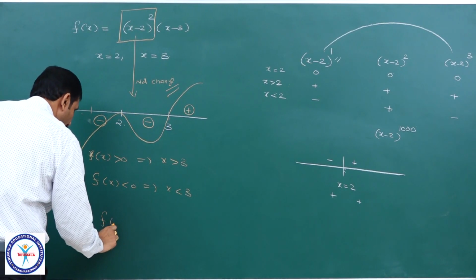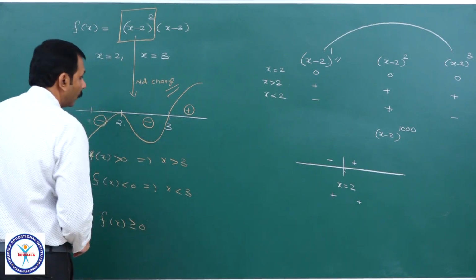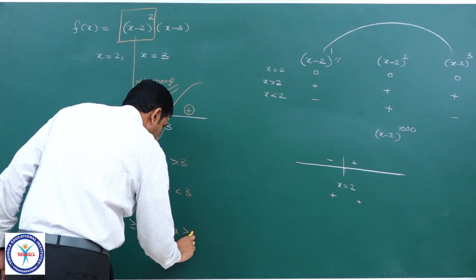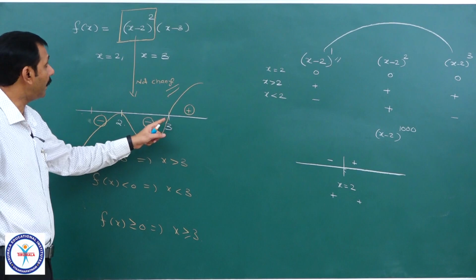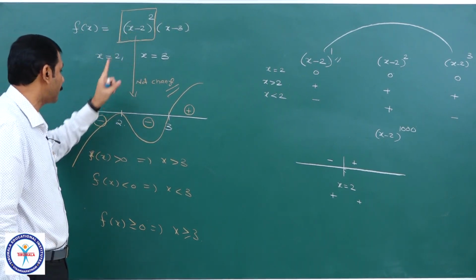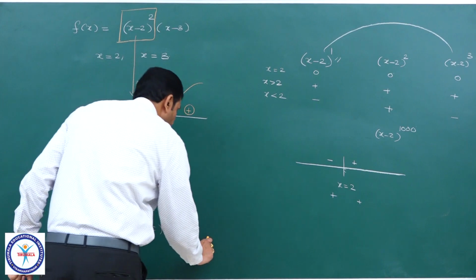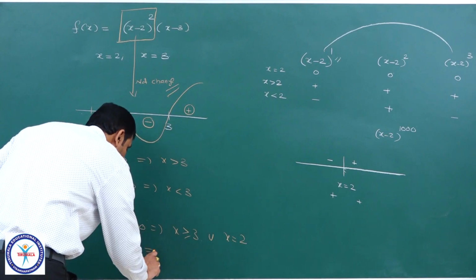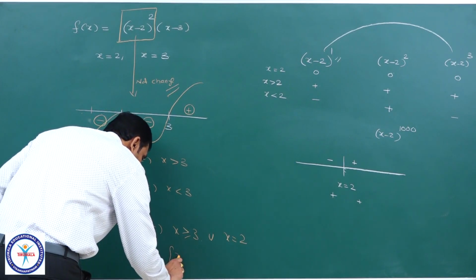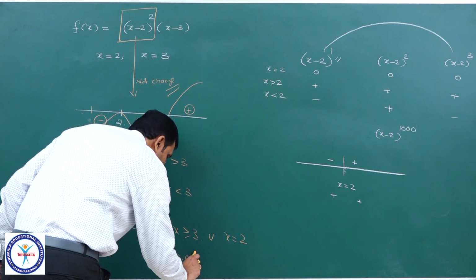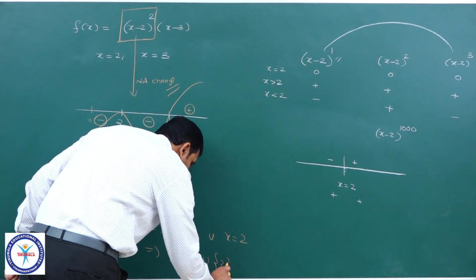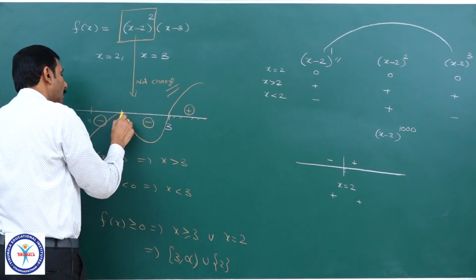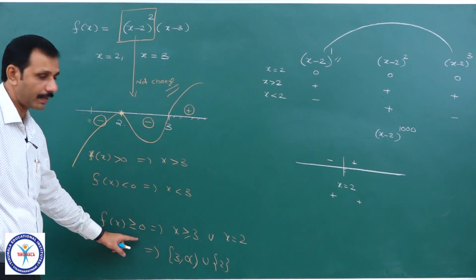If I want f of x greater than or equal to 0, now what will I write? It is x greater than or equal to 3. But of course, it is equal to 0 at x equal to 2 also. Union x is equal to 2 I have to write. Therefore, closed interval 3 comma infinity union set 2 I can write. Therefore, 2 also will be a solution of greater than or equal to 0.